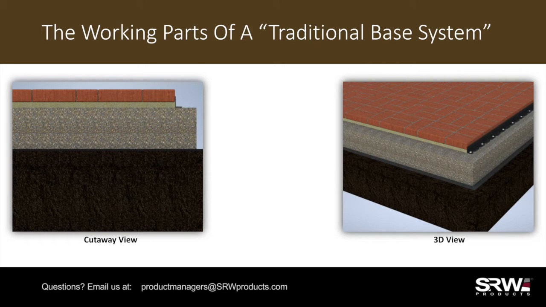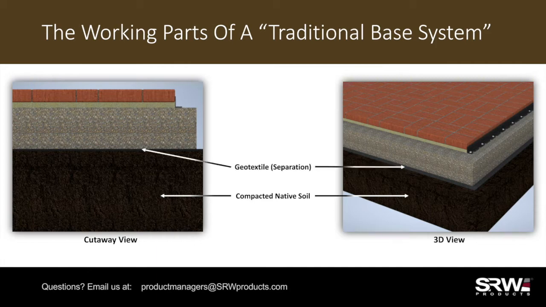Let's take a look at the different working parts of a traditional base system. To start off, we have the compacted native soil. This is the soil on the job site that gets excavated out to make room for the base. Next, we have geotextile layer used for stabilization and separation. This geotextile or fabric is going to keep the particles of the base aggregates from migrating into the native soil below. Next is the aggregate base itself.